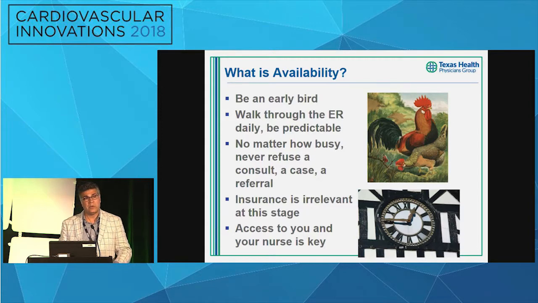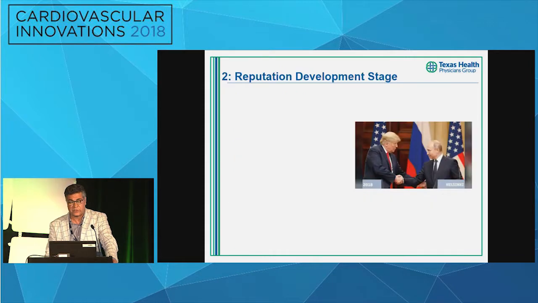Be super available. Go through the emergency room early. I did this for the first 10 years of my practice. Walked through the emergency room at 6:30 in the morning, got every single patient that came in with a troponin at 0.0004, and of course took care of those patients, and then the tough ones too on a vascular consultation. Insurance at this point is irrelevant. You just want to see patients and be able to be accessible by your referring physicians.